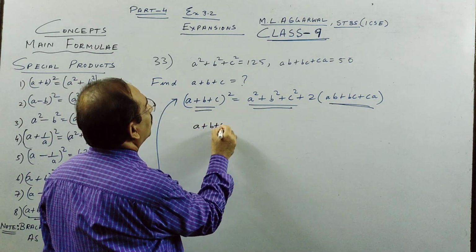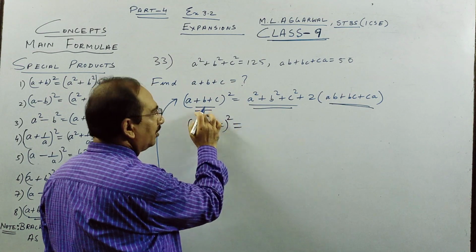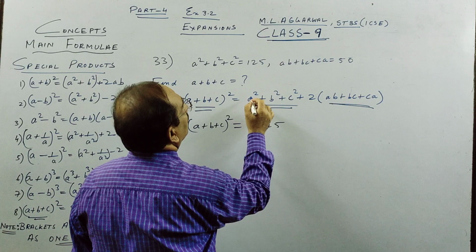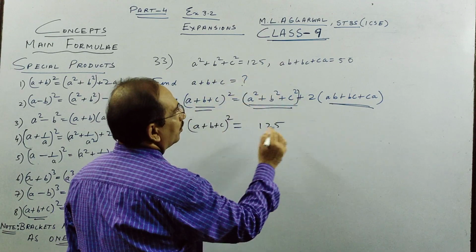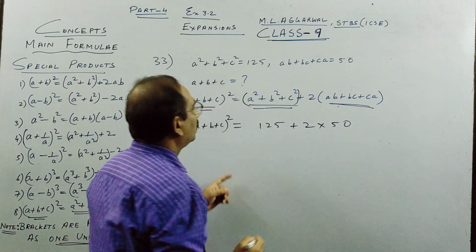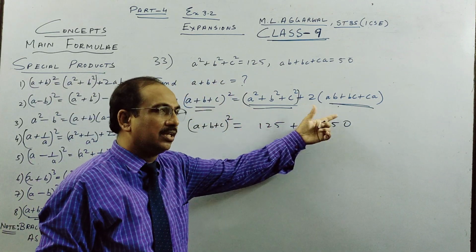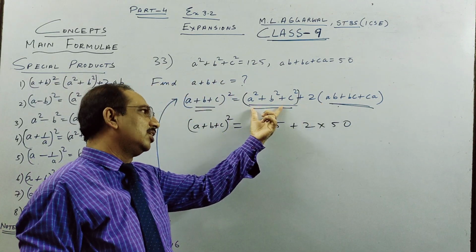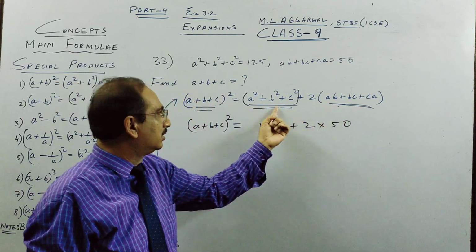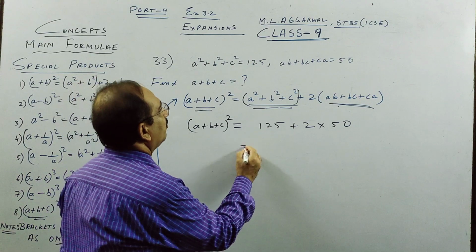So a plus b plus c we have to find, but we have to take the square. This is given as 125. See children, this is given as 125, this is 2, and this is given as 50. So as I told you, we have three things. Two will be given. In some questions you have to find this and this will be given. In some questions you have to find this and this will be given. So simply we have to substitute.